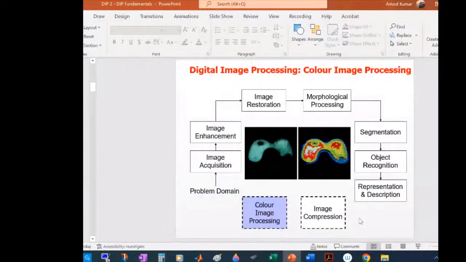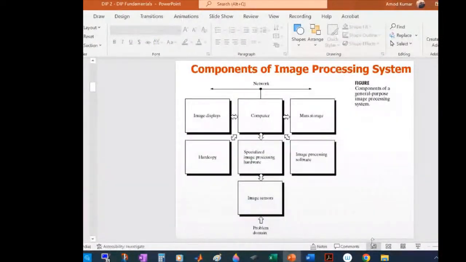So that means when we assign colors to an image from our side, that is called pseudo coloring. When we assign colors from our side to a black and white image or to a grayscale image, then it is called pseudo coloring. So that is also a part of color image processing, right?